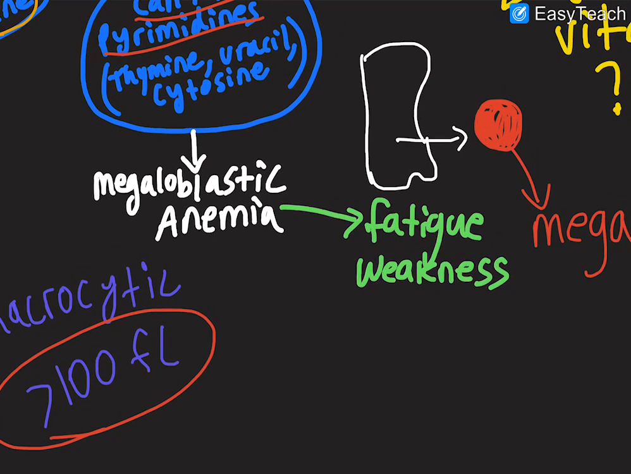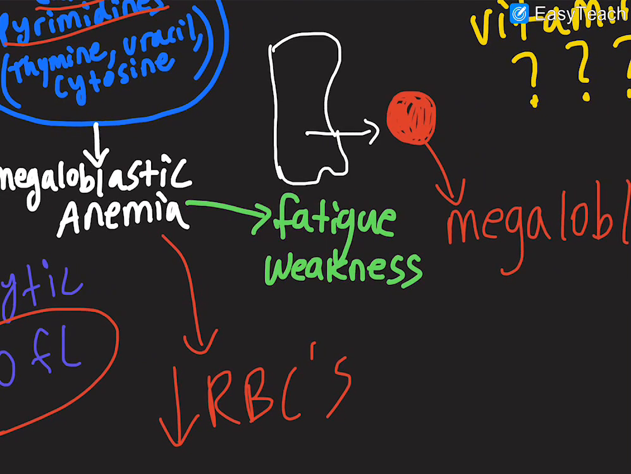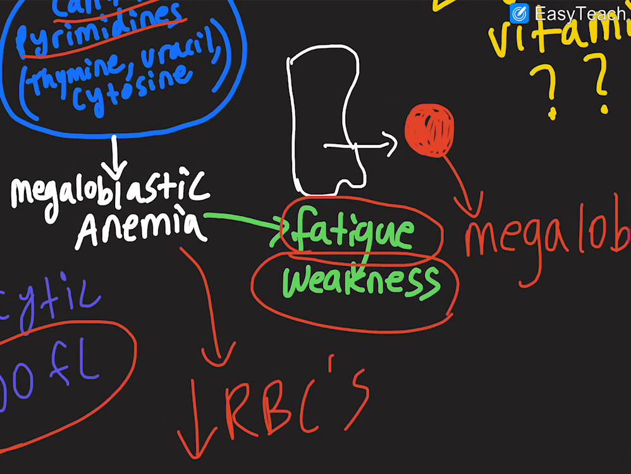And any sort of anemia, we know that usually that's characterized by decreased red blood cells, which means decreased oxygen delivery to your tissues. So in megaloblastic anemia, the patient may also have fatigue and weakness. All right, so that's important to know.